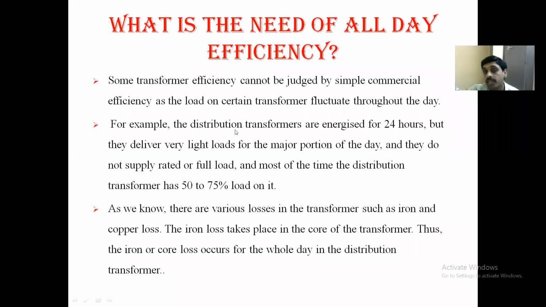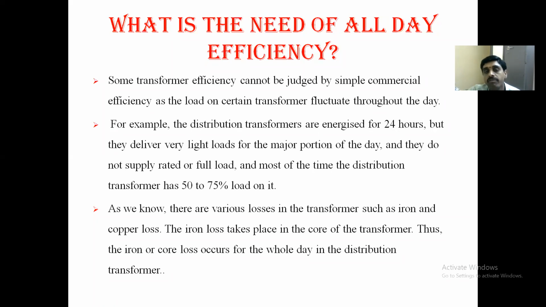For example, a distribution transformer is energized for 24 hours, but it delivers very light loads for a major portion of the day, and does not supply rated or full load. Most of the time, the distribution transformer has 50 to 75% load on it. If you take a distribution transformer anywhere nearby our house, out of 24 hours, peak load is for less time and light load is for more time. So this load is very, very important for calculation of the losses.